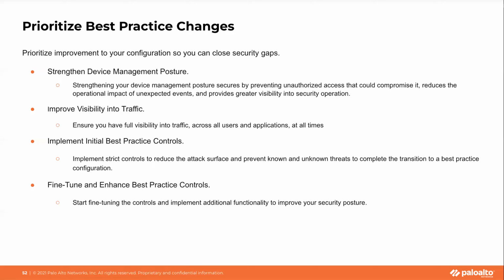Then it comes to fine tuning. Once you have implemented all those controls over your network, applications, content, and threats, start fine tuning the controls and implement the additional functionality to improve your security posture. And then again, you can run the BPA to measure your progress and see how exactly your security posture is now.